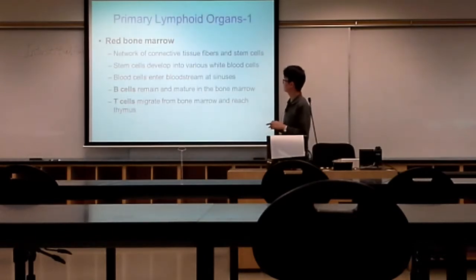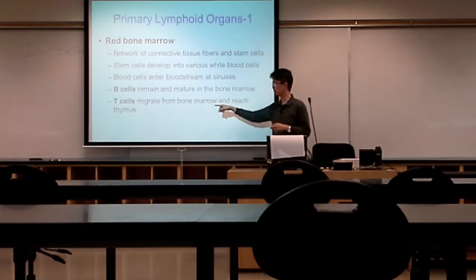Red bone marrow has a lot of connective tissue and stem cells. Because they have stem cells, that's why they can make lymphocytes. Another function of red bone marrow is to make erythrocytes. And of course, stem cells can also make white blood cells, which is a big category. Lymphocyte is one type of white blood cell. We have two types of lymphocyte. We will talk a lot about B cell and T cell today. B cells are made and mature in bone marrow. T cells are also made from bone marrow, but they mature in the thymus.